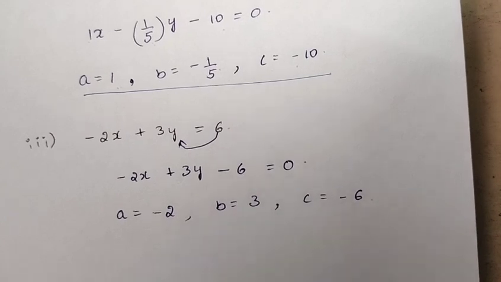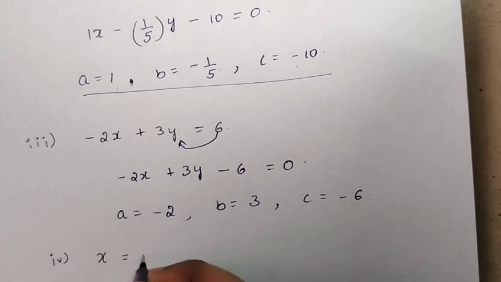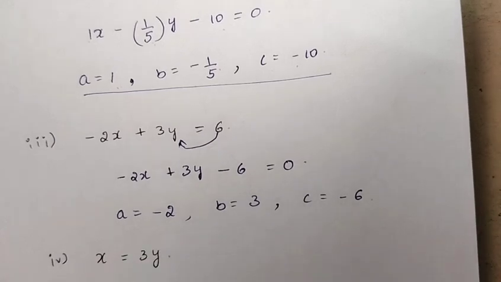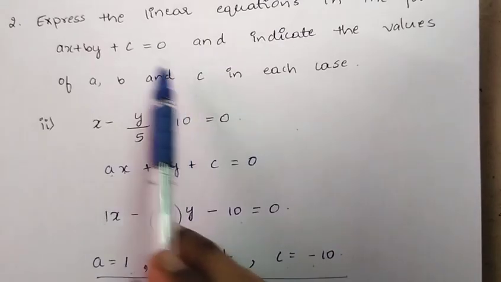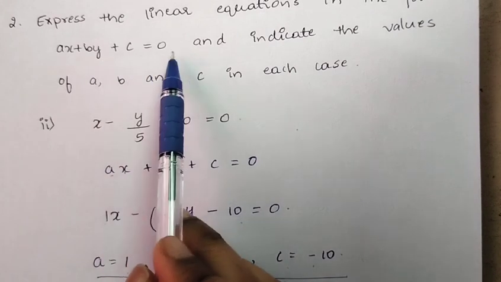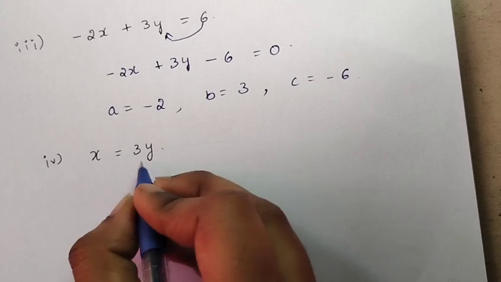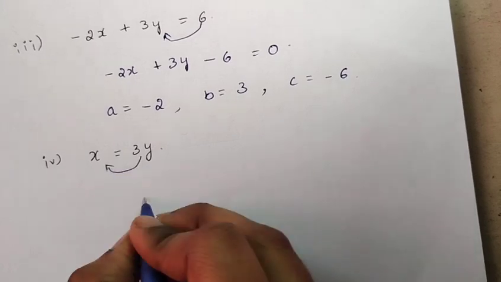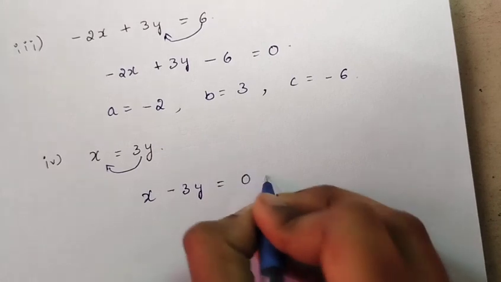The next question is x is equal to 3y. As we know, we need to get 0 on the right hand side, so ax plus by plus c is equal to 0. The same thing we have to do even in this question. So we have to take 3y to the left hand side. It becomes x minus 3y is equal to 0.